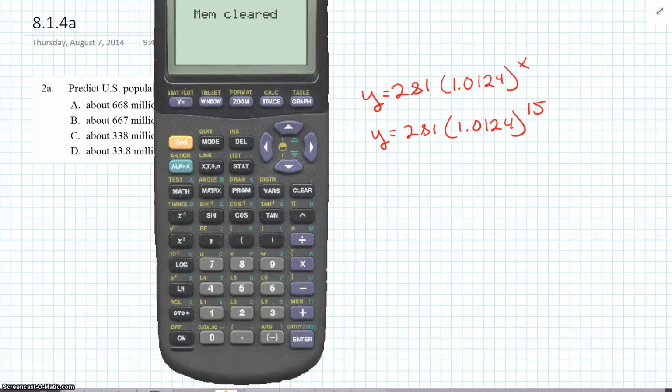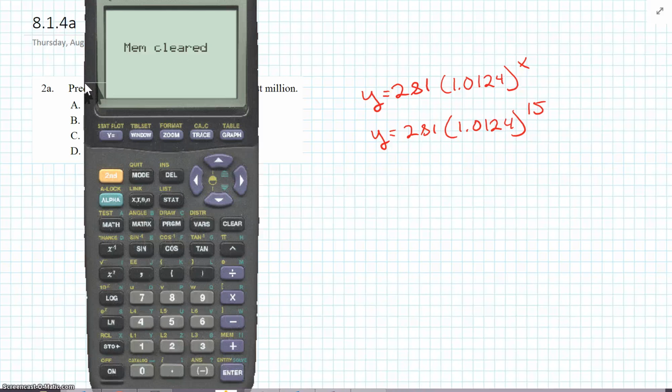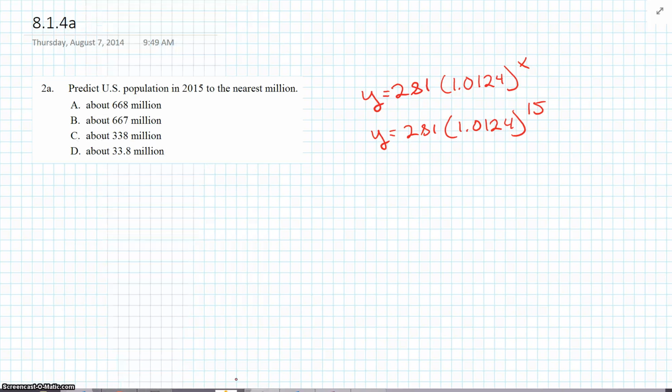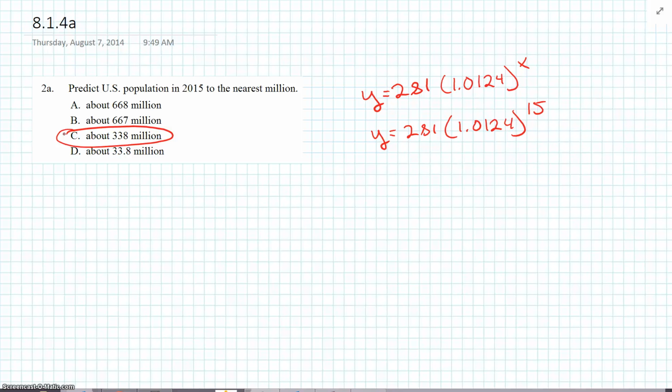Okay, so we can plug that in. Get this where we can see it on our screen. So we can just type that in. 281 times, in parentheses, 1.0124 to the 15th power. So 338 million. So about 338 million, which makes sense. Population is going to go up. All right.